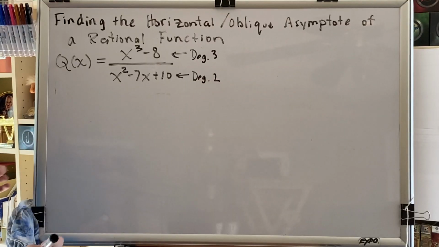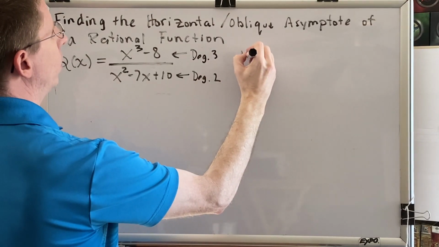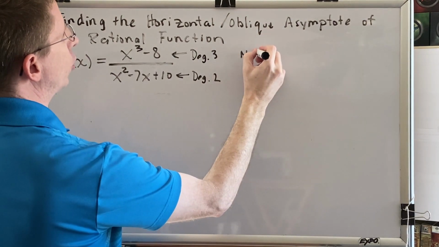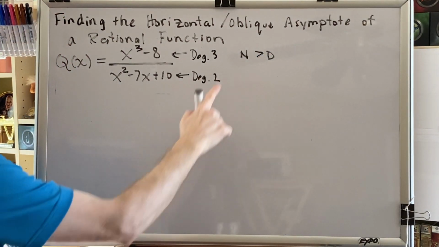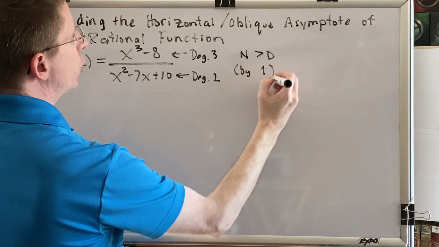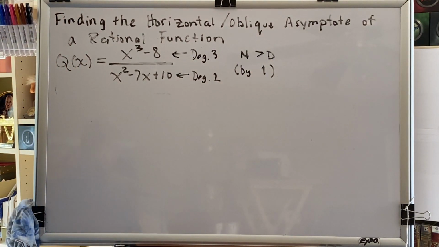Now we compare, and we see that the numerator polynomial degree is greater than the denominator polynomial degree. But by how much? Well, 3 is more than 2 by 1. So that means we are dealing with case C. Let's read case C out loud. If the degree of the numerator polynomial is 1 higher than the degree of the denominator polynomial, then use polynomial long division. If there is a remainder, then the quotient discarding the remainder is the oblique asymptote.